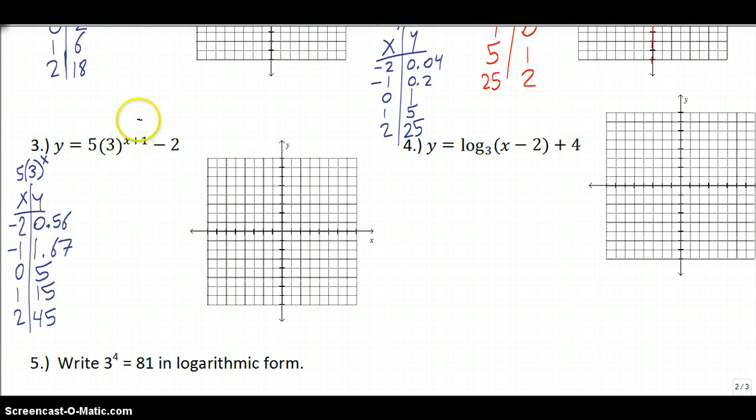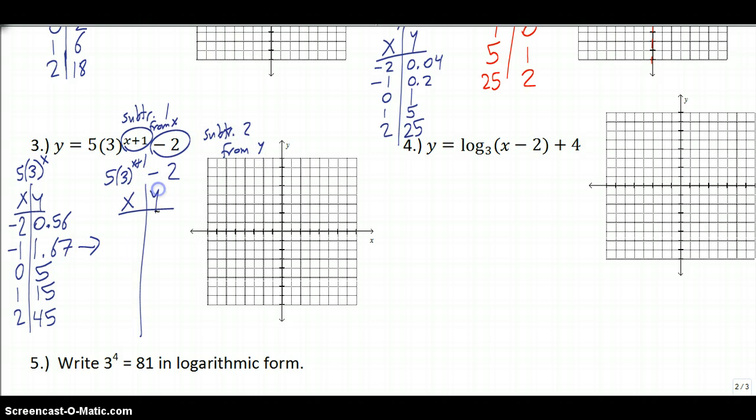Okay? Now we just have to move it. And to do that, we're going to do the opposite of what we see and subtract 1 from x, and we're going to subtract 2 from y. So let's do that. Let's subtract 1 from all our x coordinates. Well, that would be -3, -2, -1, 0, and 1.